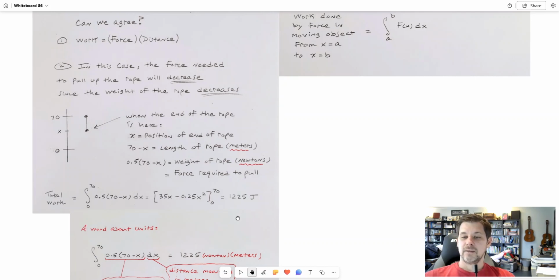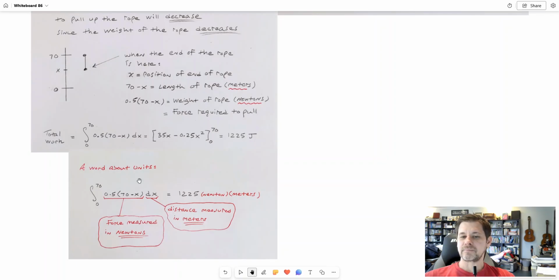Okay. Now a word about the units. So you can think about units like this. In the integral, we could deconstruct it this way. Every part of this integral has units in it. Like that part, what was that? That was the weight of the rope, or the force required to pull it against gravity, and that was in newtons. So this number here is a measurement. It has units. It's newtons.